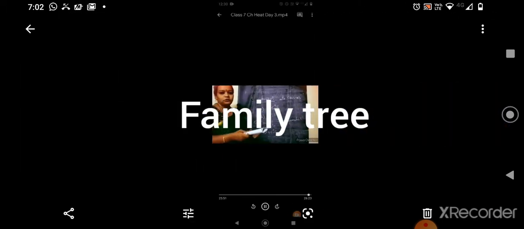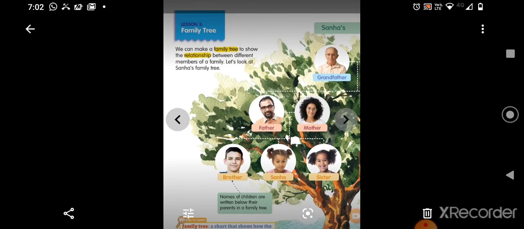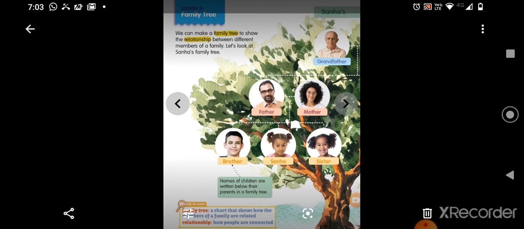Now we will see some more pictures to understand better. The beautiful pictures are there in your content book itself. Let us take the content book and understand it better. See, lesson 3 of block 2, family tree. You can see here, it is another way of representing. The previous one, Joe's family, was in one way. Here they have drawn a beautiful tree, and on the tree they have kept the different people of the family. And here also, we make a family tree to show the relationship between the different members of a family.